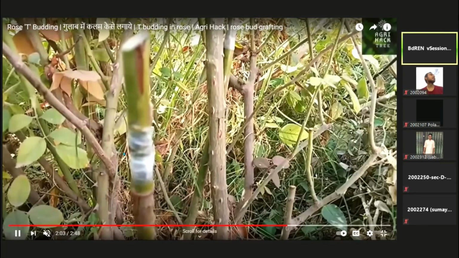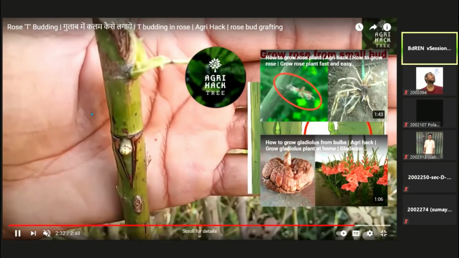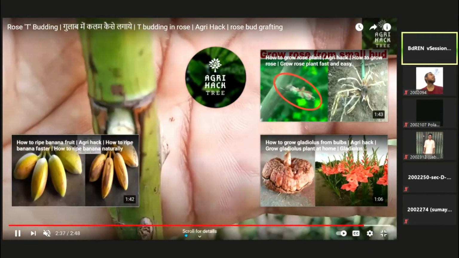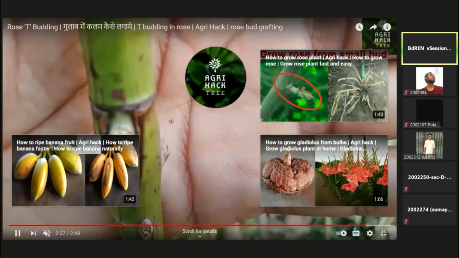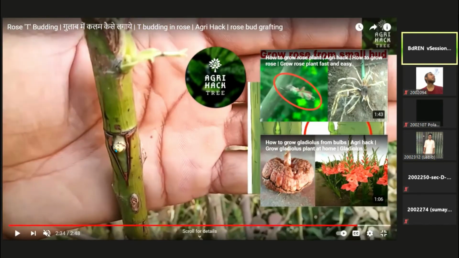See here. He is performing another one. This bud is growing. Did you see? Yes, sir. From this bud, a new shoot will grow.